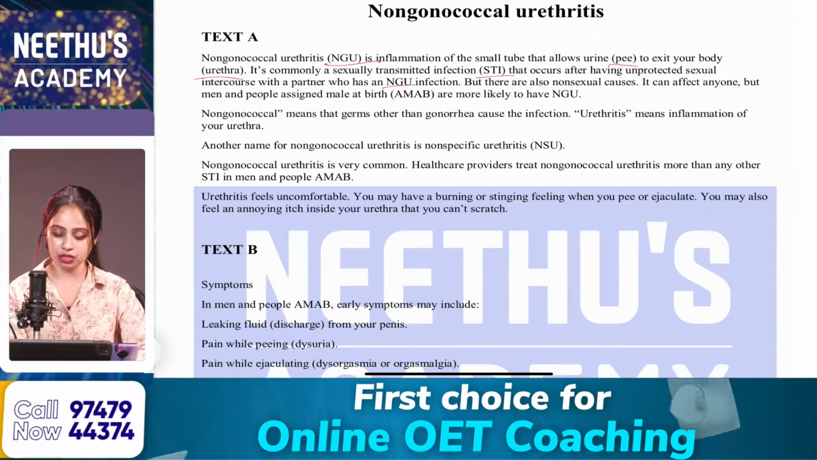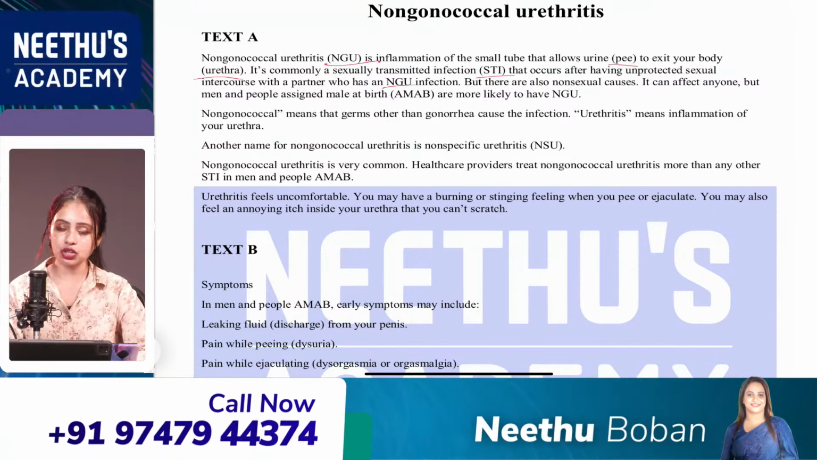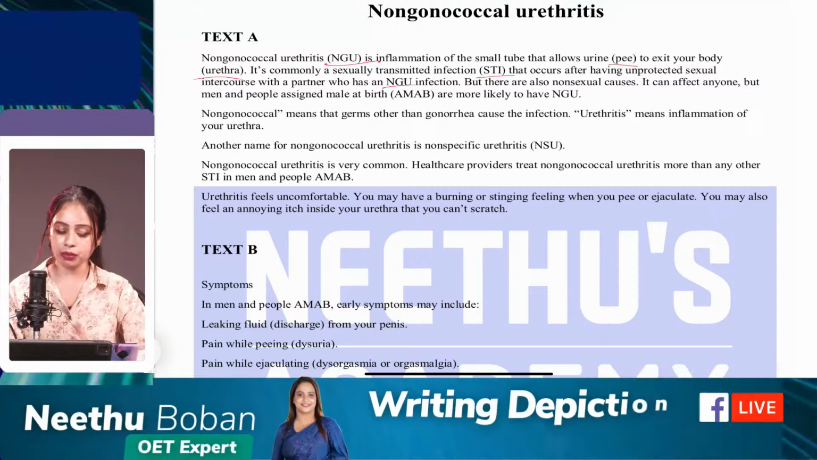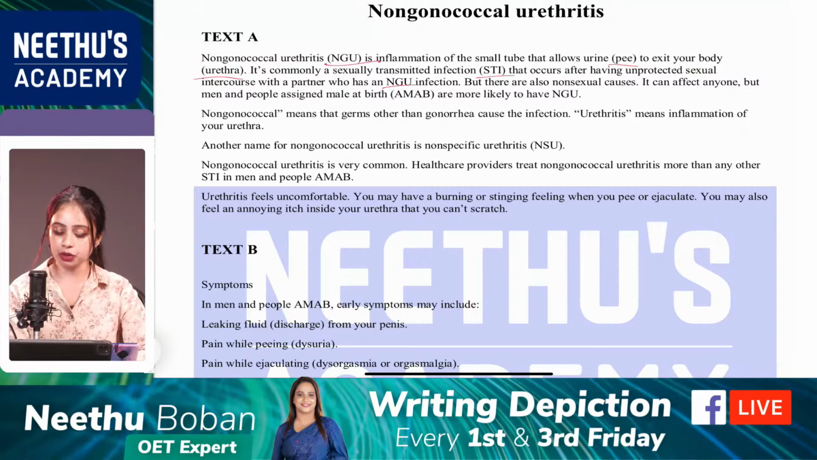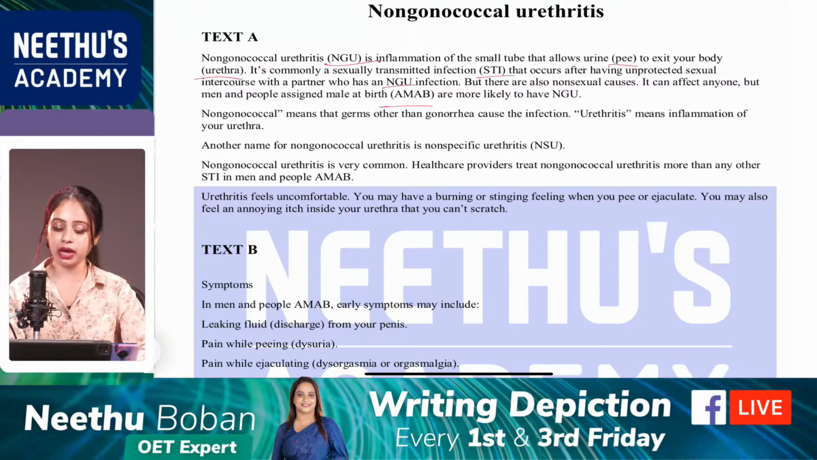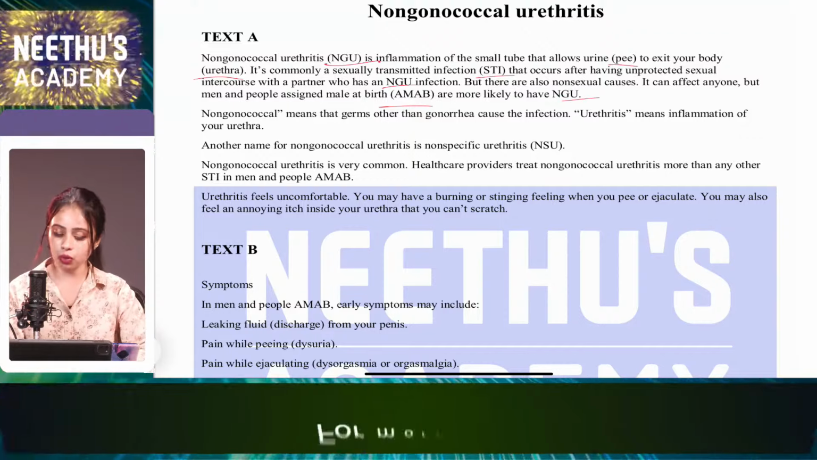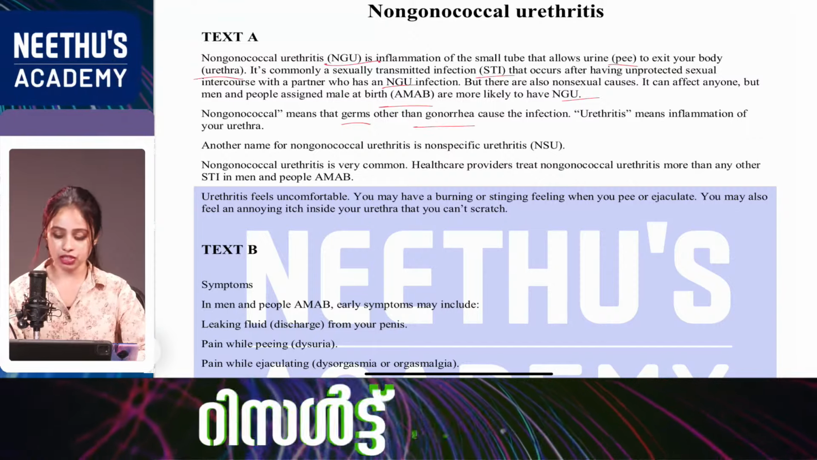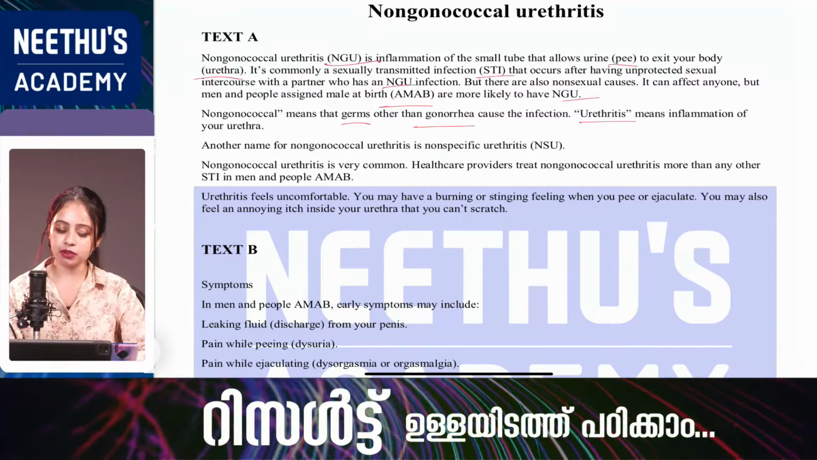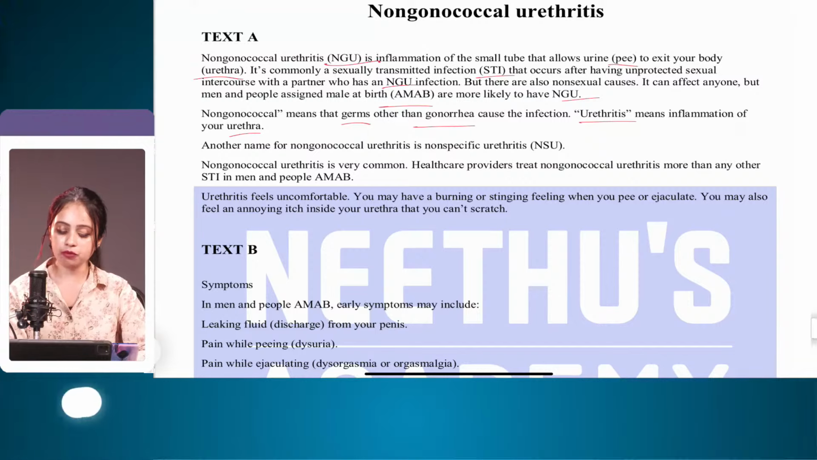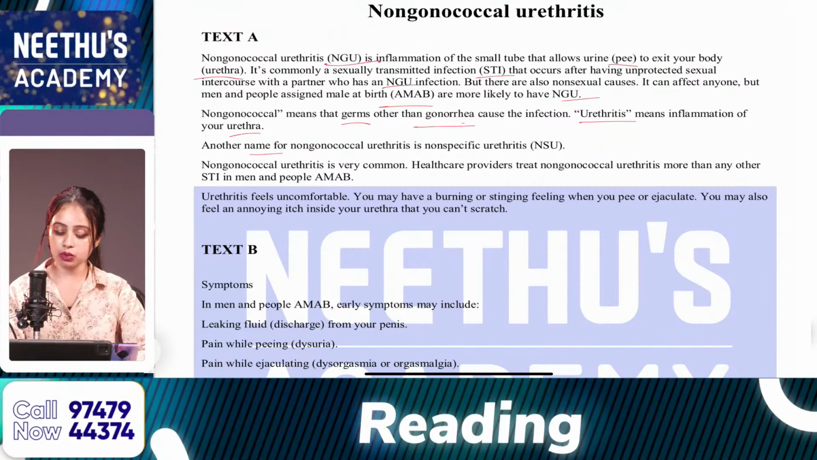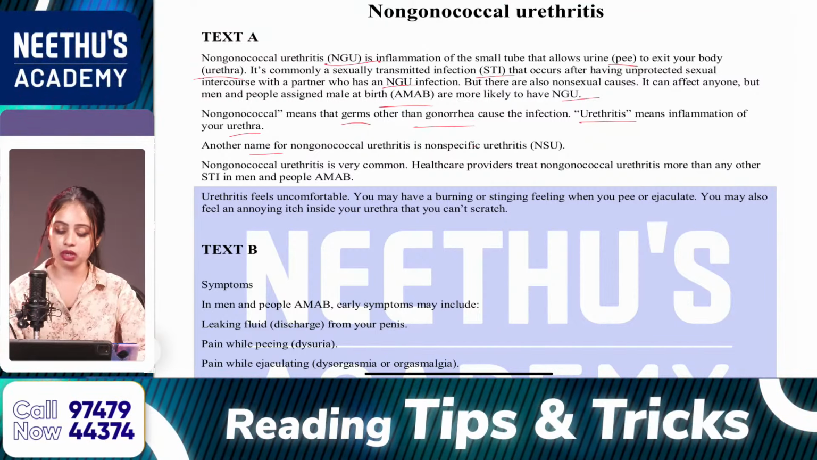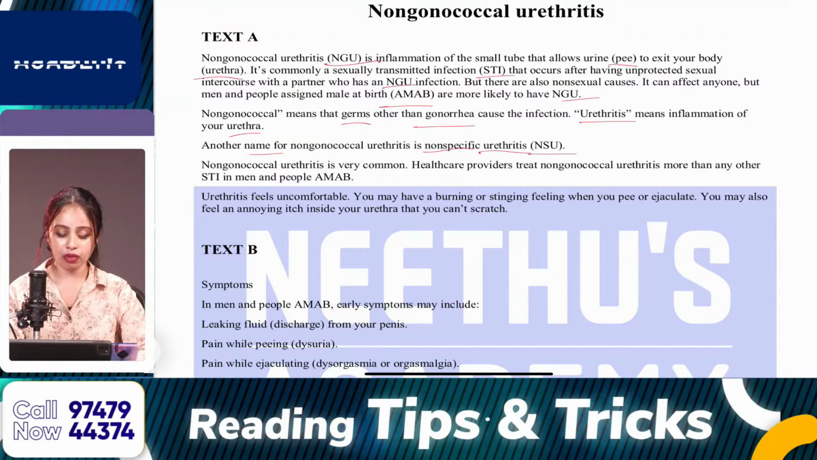an NGU infection. But there are also non-sexual cases. It can affect anyone, but men and people assigned male at birth, that is AMAB, are more likely to have NGU. So non-gonococcal means that germs other than gonorrhea cause the infection. Urethritis means an inflammation of the urethra. Another name for non-gonococcal urethritis is non-specific urethritis, or NSU.